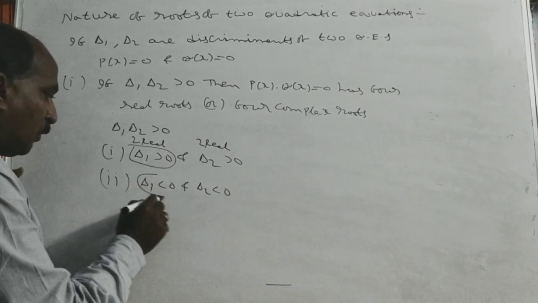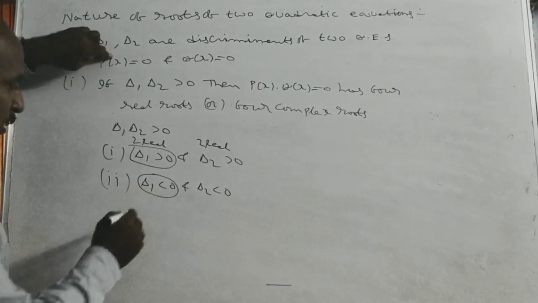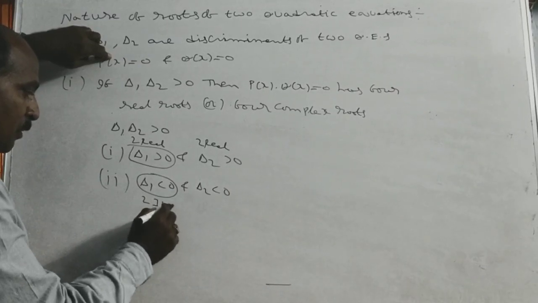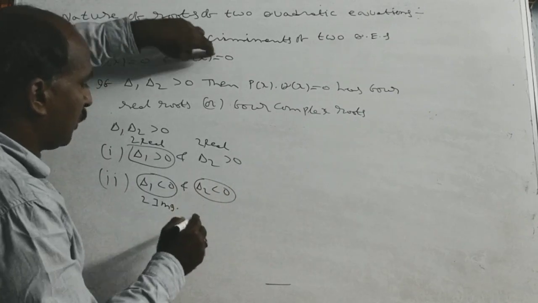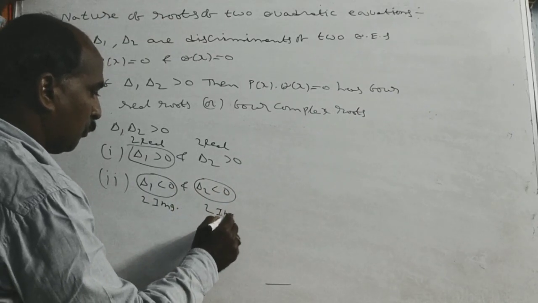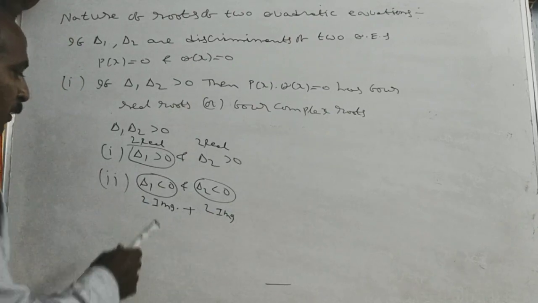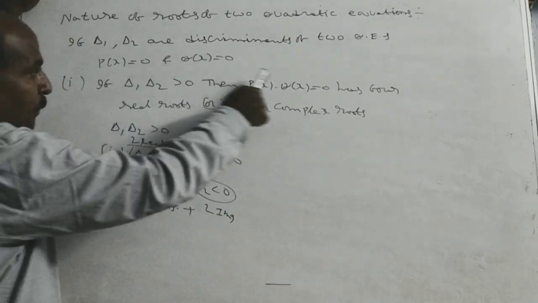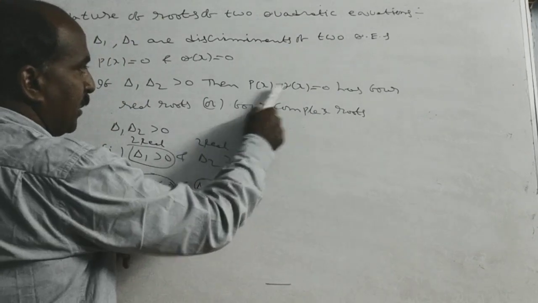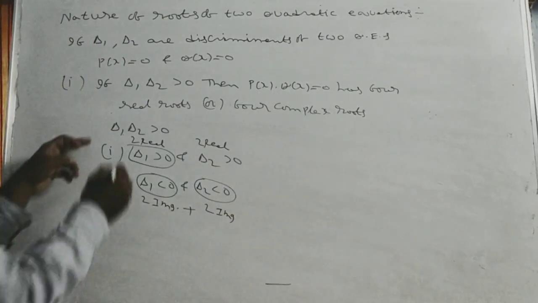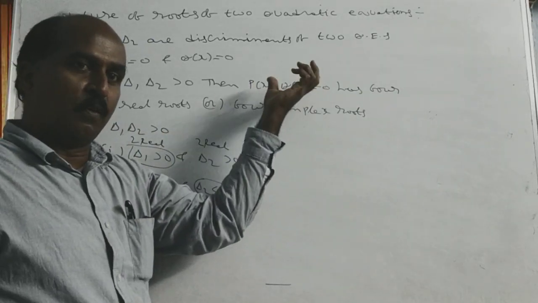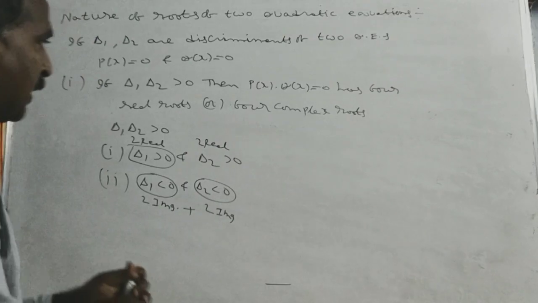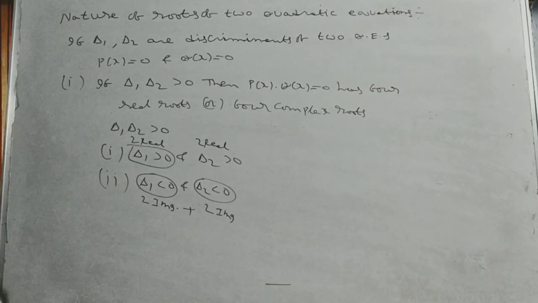In second case, delta 1 negative implies P of x equal to 0 has two imaginary roots. Here delta 2 negative implies Q of x equal to 0 has two imaginary roots. Totally, P of x into Q of x equal to 0 has 2 plus 2, 4 imaginary roots. So if delta 1 into delta 2 positive, then P of x into Q of x equal to 0 has 4 real roots or 4 imaginary roots or complex roots.